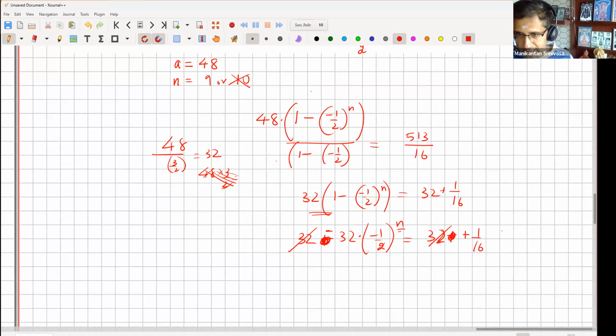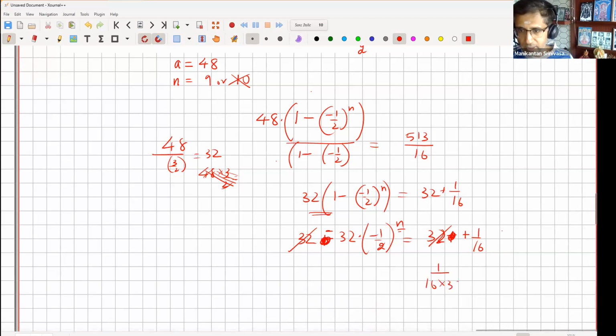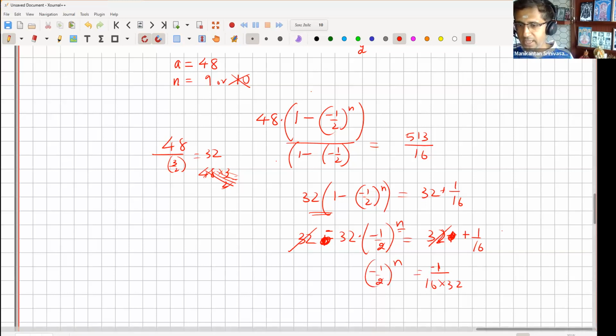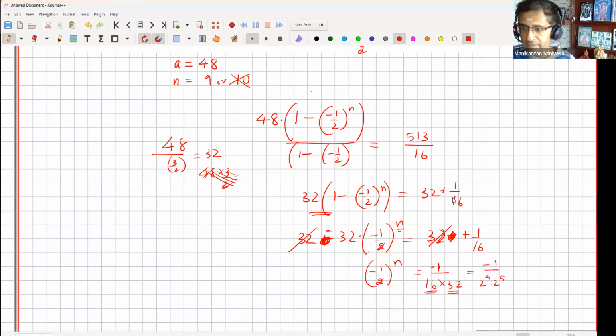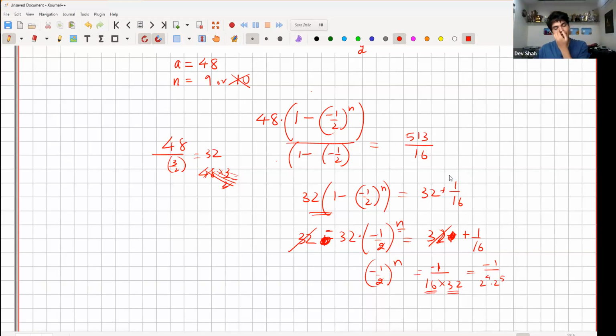So having done this, I'll just take the 32 to this side. I'll just say 1 by 16 times 32 here. And this minus half power n, which is negative here, right? Negative. And then this itself shows that n has to be an odd number. And very easy, right? 2 power 4 and 2 power 5. So this is 2 power 4 and this is 2 power 5. So n has to be 9.